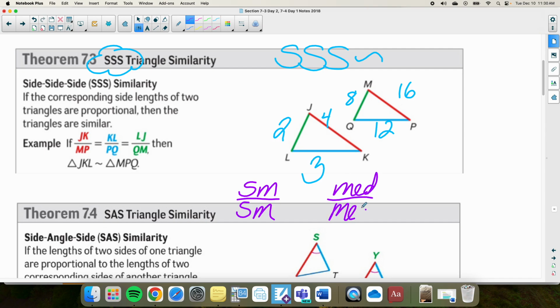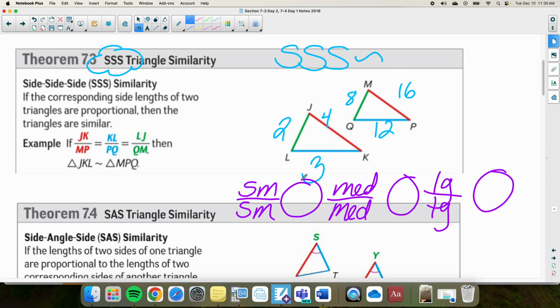And then we do large over large, and we see if all 3 of these ratios are the same, then we can say that they are similar by side, side, side, sim.